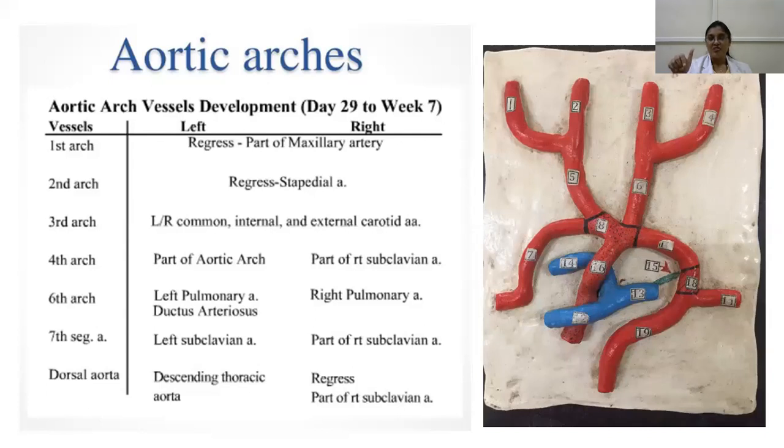The first pair of arches form the remnants of a very small part of your maxillary artery. The second one is the stapedial artery. The third is going to form your common carotids. And the fourth will form the arch of aorta on the left side, and on the right side will form a part of your subclavian artery. And then the sixth forms the pulmonary arteries as well as your ductus arteriosus. So this is a short note question also. Please prepare this one.